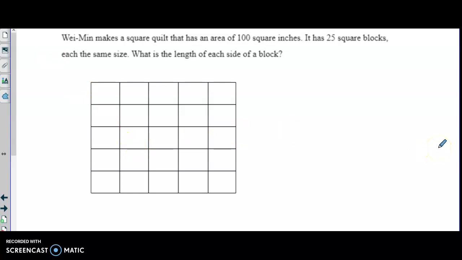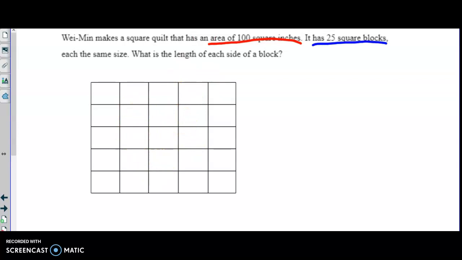All right, Weeman makes a square quilt that has an area of 100 square inches. It has 25 square blocks with the same size. What is the length of each side of a block? Okay, I like to visualize this. So I went ahead and drew it up here.